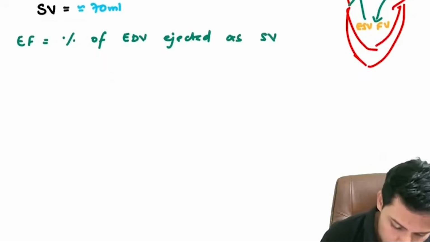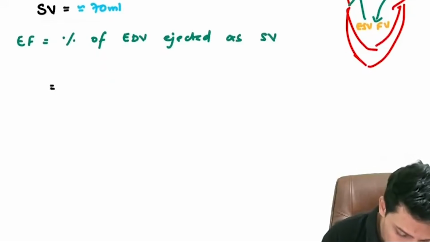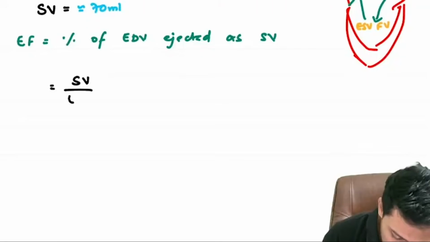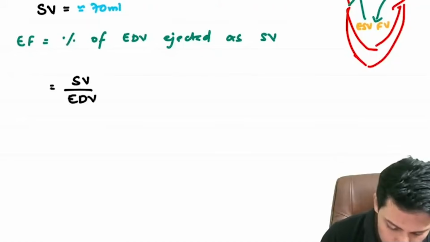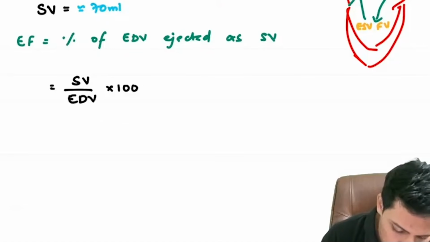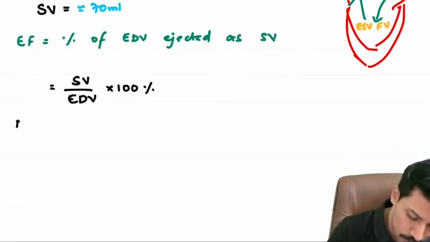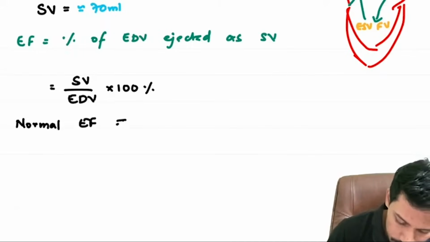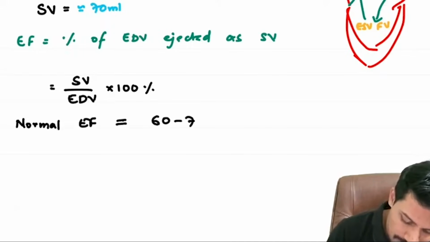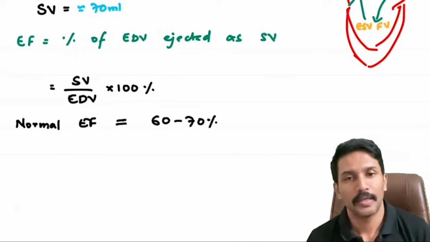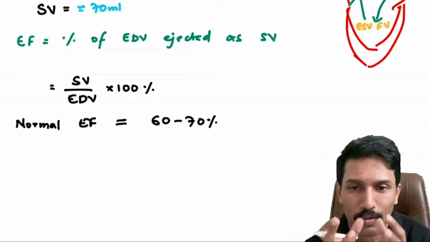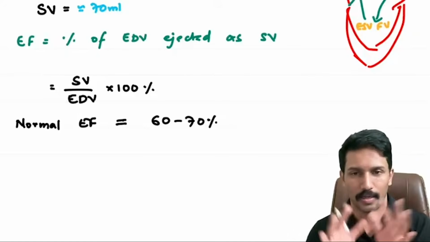So what will be the formula? EF is equal to stroke volume divided by end diastolic volume, but I want to express it in percentage, so I have to multiply it by 100. So that gives me the ejection fraction. Normal ejection fraction ranges from 60 to 70%.